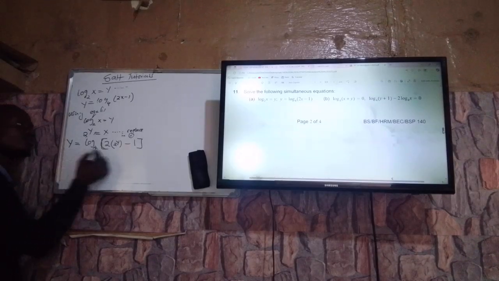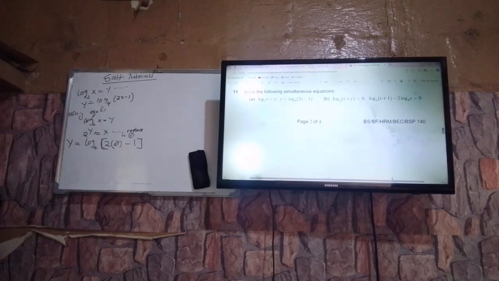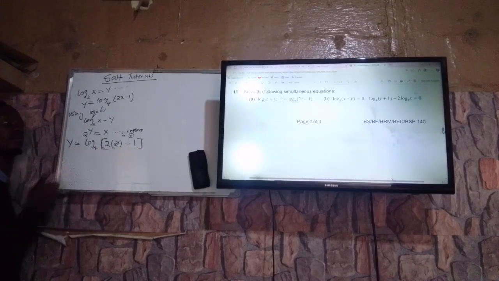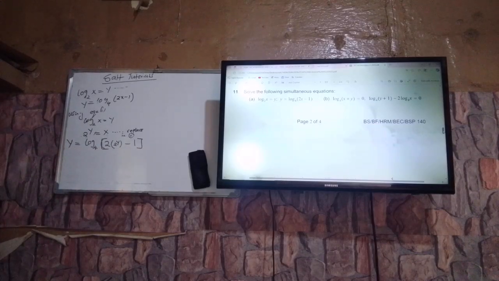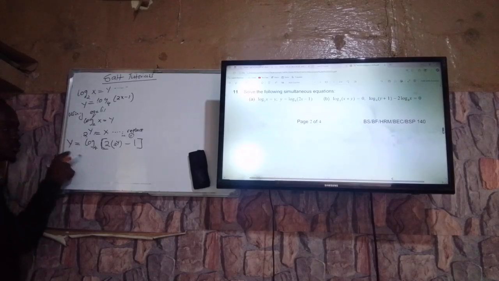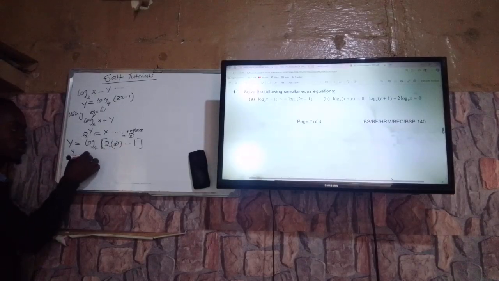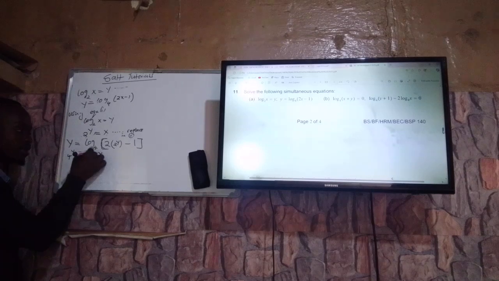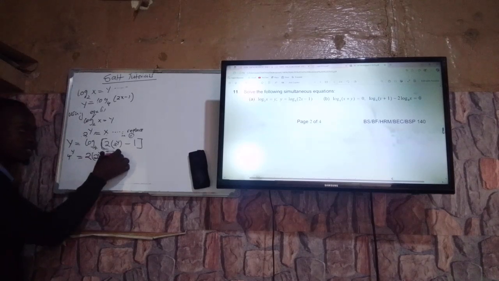Now we are solving for y, just like we were doing in question 2. It is now one variable here. So what do I do? Convert this to exponential form. This is the output, this is the base. So this is equivalent to 4 power y equals the input, which is 2 power y minus 1.